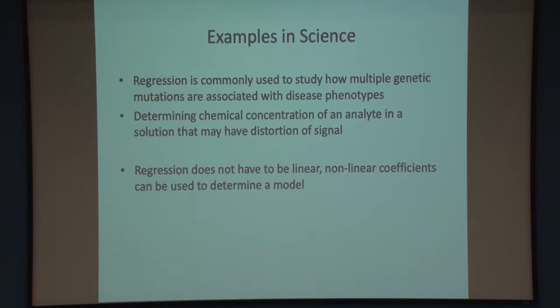And in science, regression is often used to study how multiple mutations in genes are associated with diseases. It can also be used in chemistry to determine chemical concentration of analytes in solutions where the signal is distorted. And it doesn't have to be linear. So you can also do regression in a nonlinear manner. It's a little more complicated, but it's also very useful.